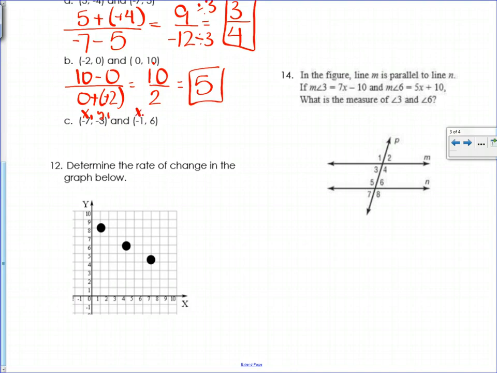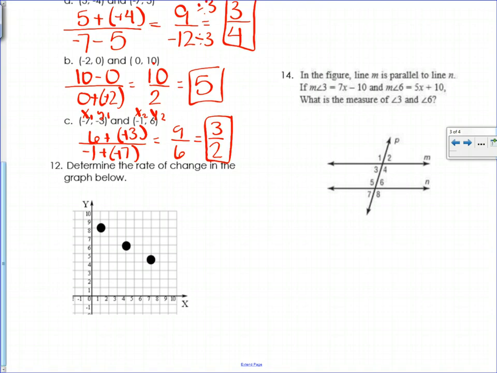X1, Y1, X2, Y2. So 6 minus negative 3 over negative 1 minus negative 7. So lots of double negatives here. Turn them into pluses. 6 plus 3 is 9. Negative 1 plus positive 7 is a positive 6. And then you're going to reduce by dividing by 3. You get 3 over 2.